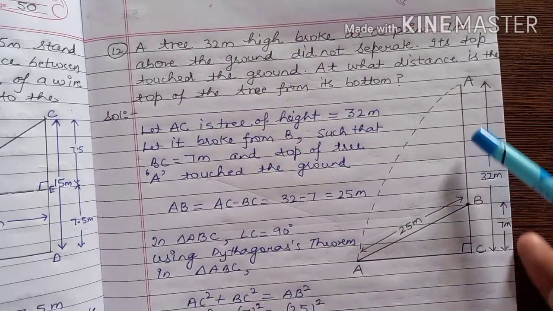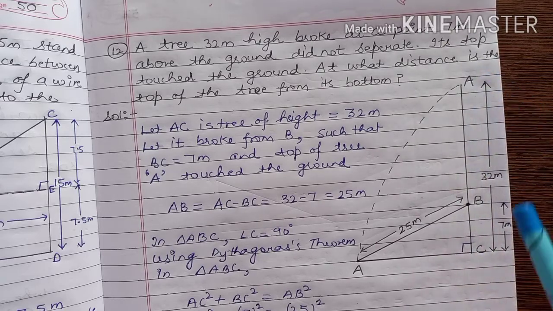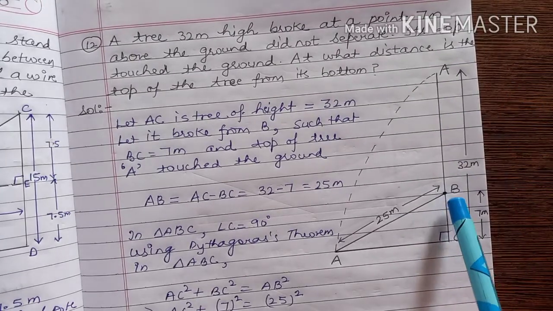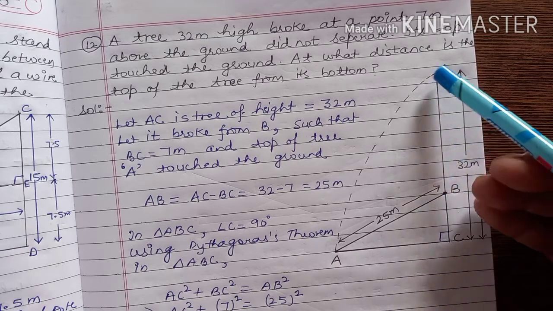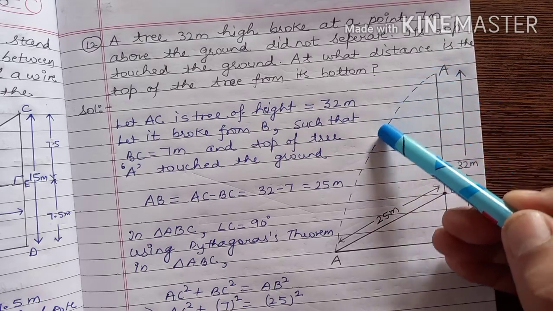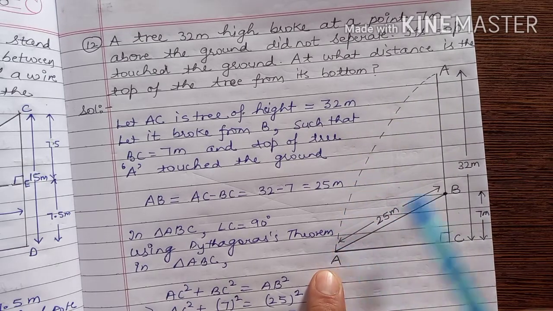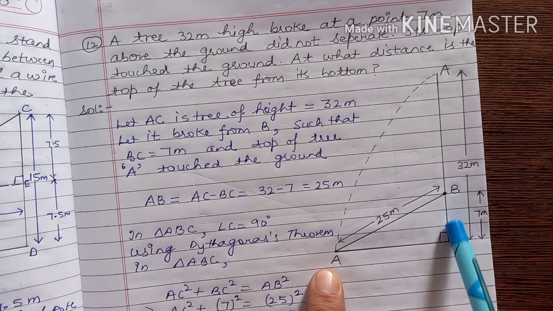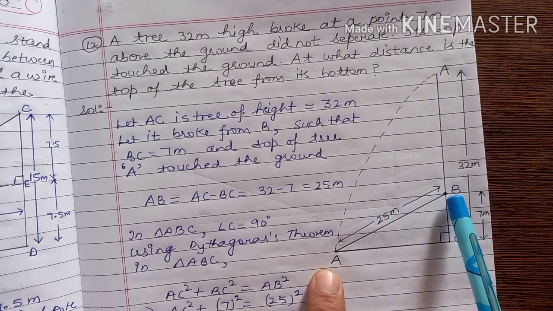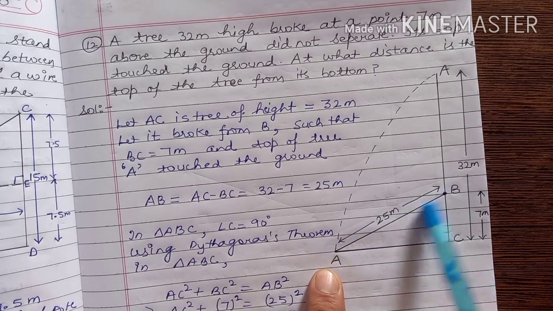So here is the case. Initially AC is tree and its height is 32 meter. Let it break from a point B where B is at a height of 7 meter, and then the top, it doesn't break, and the top shifts from this position to the ground. The A is the top initially and now it touches the ground again at A point. So AB is the broken part of the tree, BC is the straight part, and AB from point B to break touches the ground in this way.